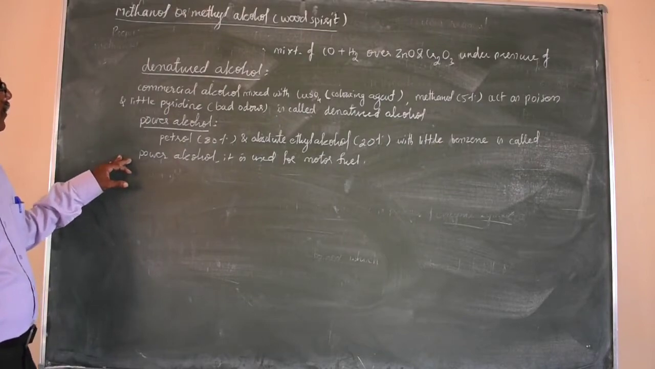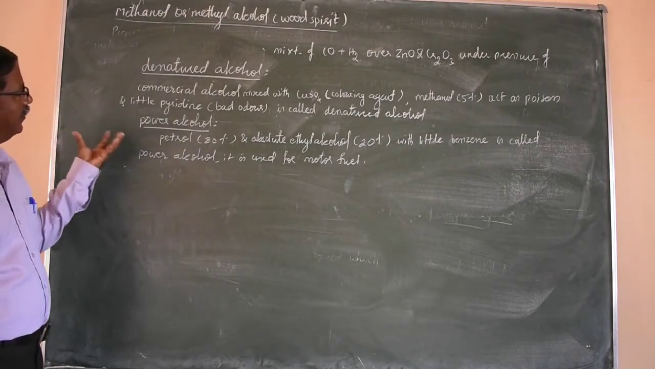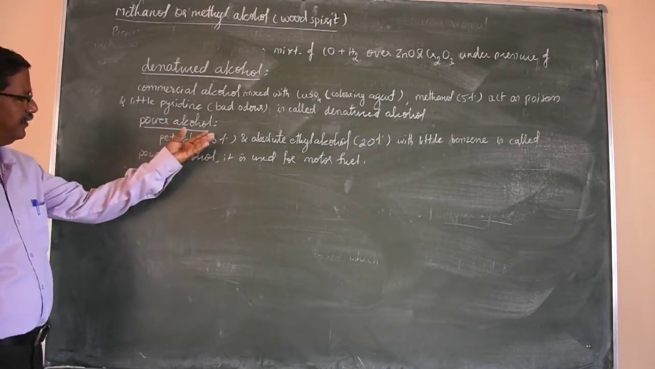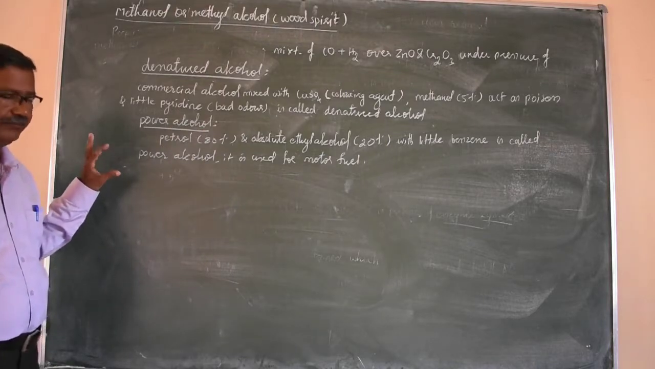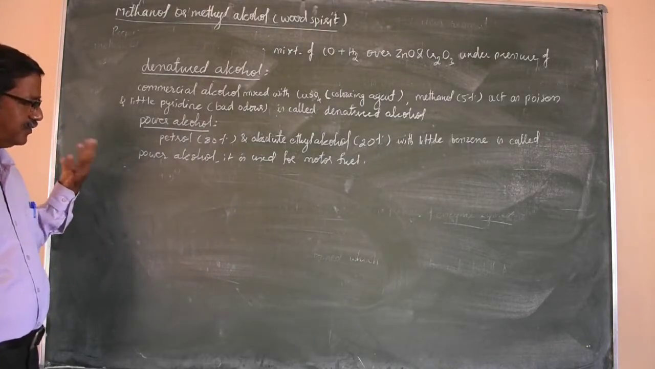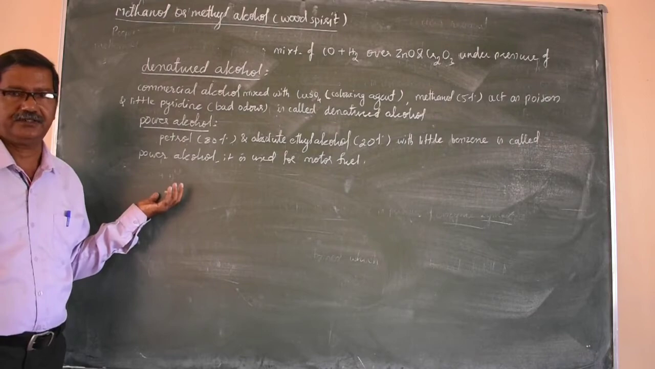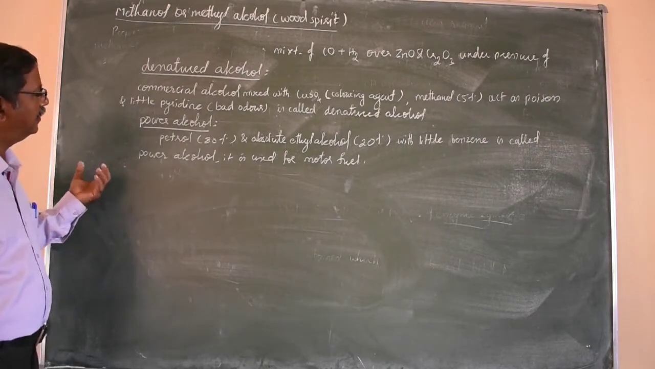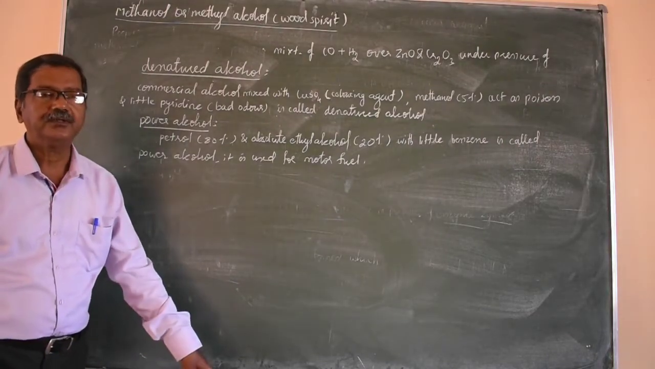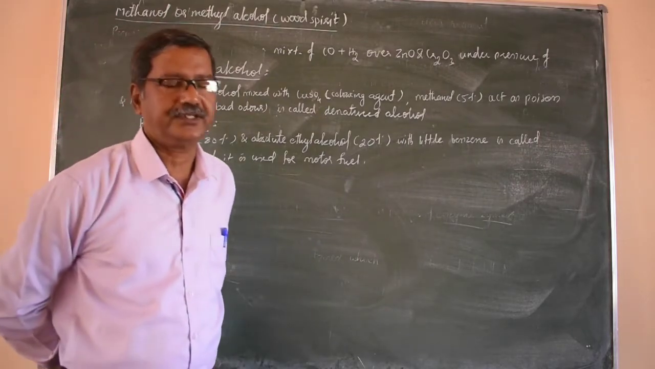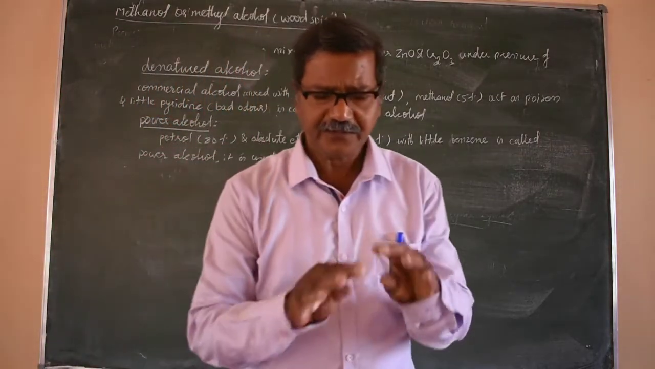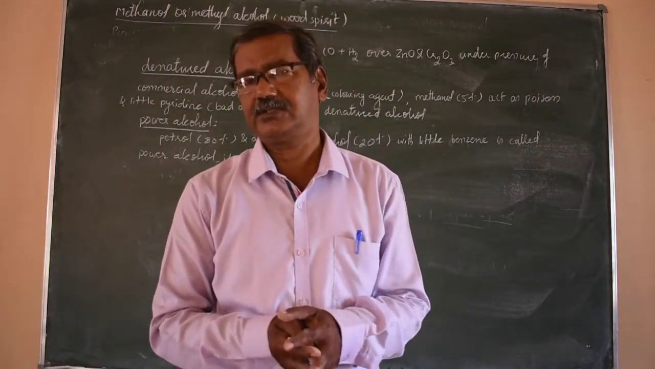One use of alcohol is in the manufacture of power alcohol, and second, it is also used in beverages, that is for drinking purposes, and another use of alcohol is as a solvent. So this is about alcohols.